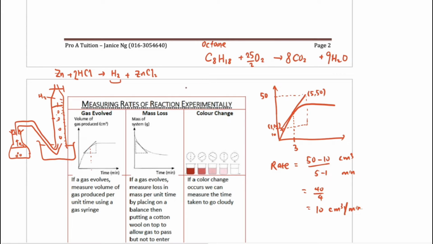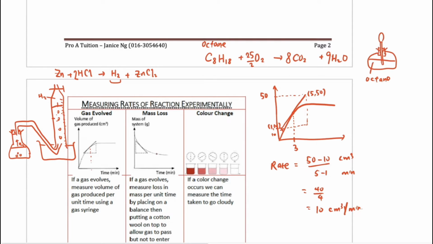Burning of octane, you can use mass loss. So imagine the picture is going to be like this. You have the container where you put octane here, then the octane has a burning up here. Okay, so the burning of this, the octane is here. So you can check the mass loss by measuring it with a digital weighing machine or just a normal weighing machine.